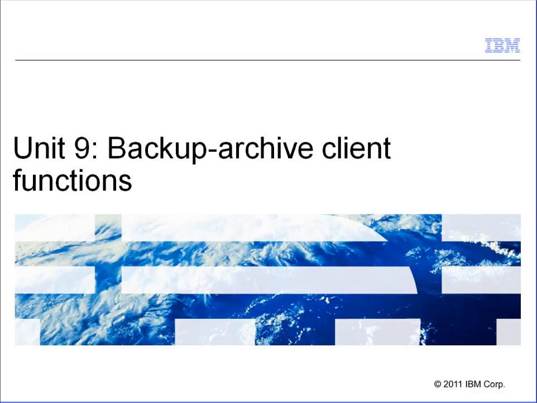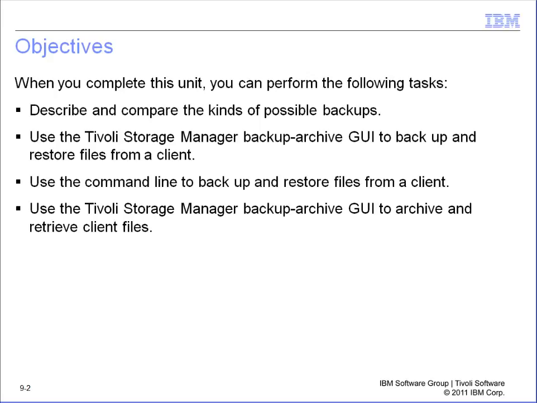Unit 9, Backup Archive Client Functions. When you complete this unit, you'll be able to describe and compare the types of possible backups. Use the TSM Backup Archive GUI to backup and restore files from a client. Also use the command line to backup and restore files from a client. And use the TSM Backup Archive GUI to archive and retrieve client files.